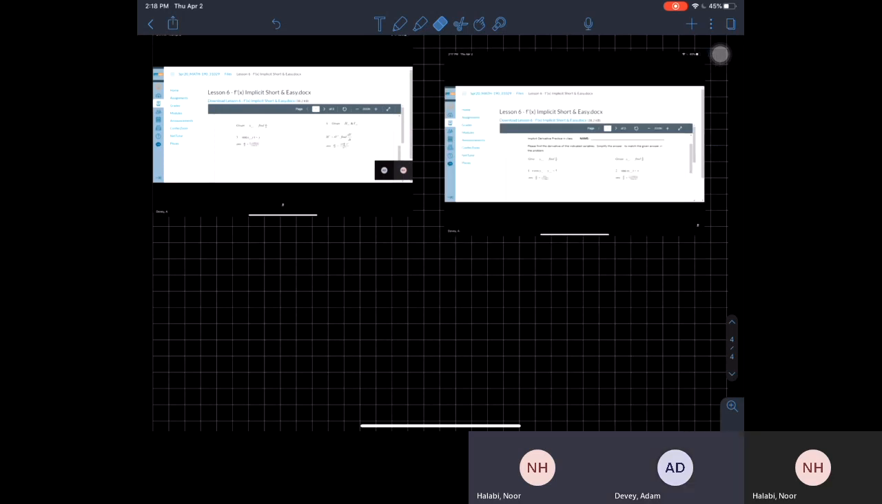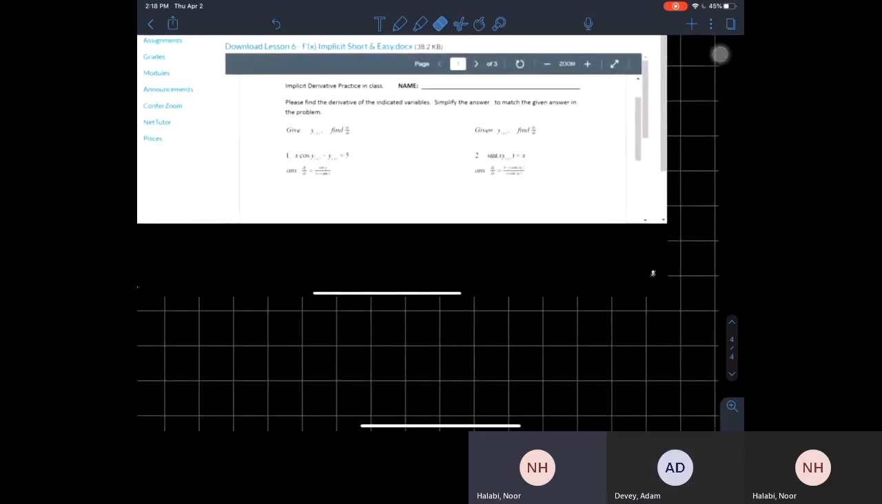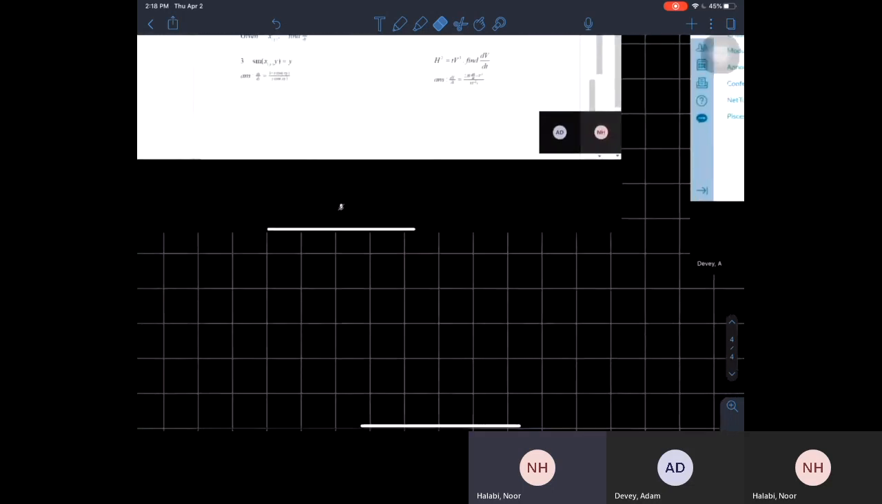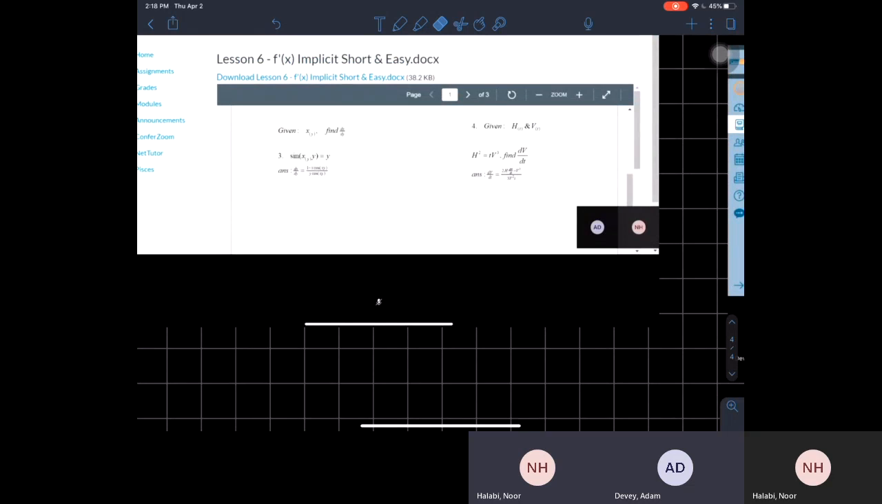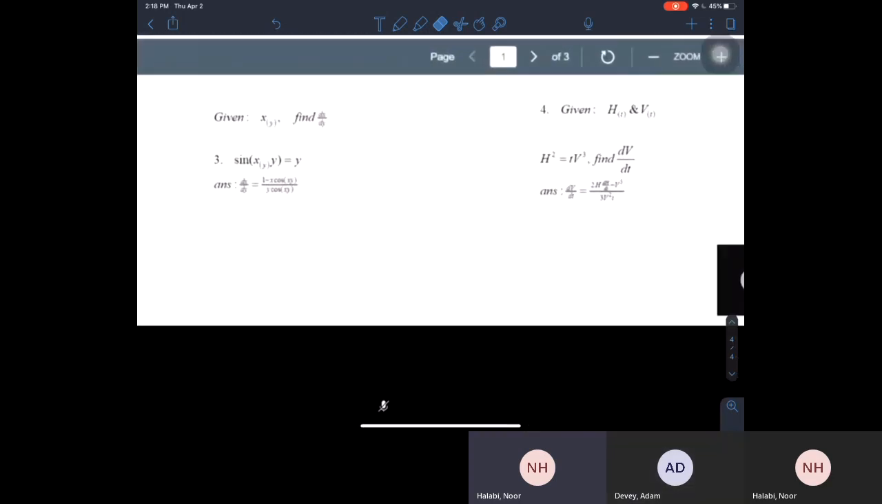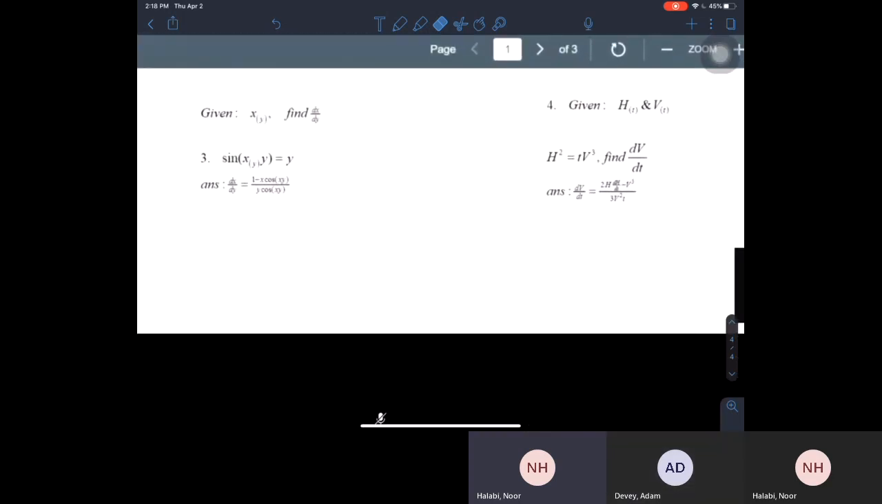There we go. Okay, so it says, please find the derivative of the indicated variables. Simplify the answer to match the given answer in the problem. So basically when it tells us to do a certain variable, that means there might be multiple variables in the equation, and the rest of them, we just consider them as constants. You only want to look at what they want. So when they say dx dy, that really just means you're looking at the y.